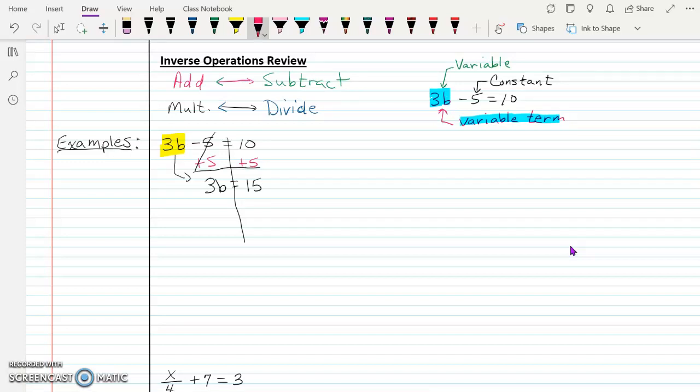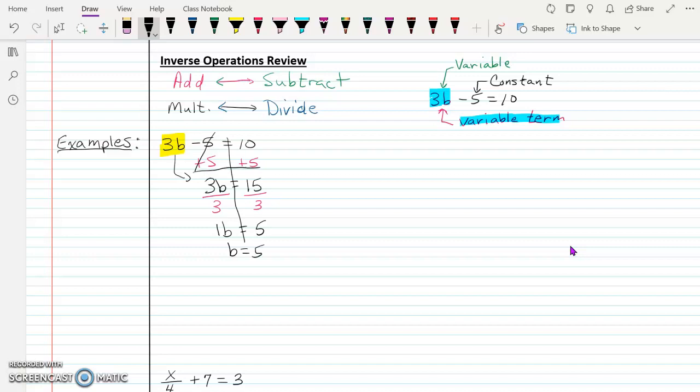And then now I want to isolate the variable. In other words, get b all by itself. So to do that, I notice that this is 3b, or 3 times b. So the inverse of multiplication would be to divide. I'm going to divide by whatever b is being multiplied by. In this case, it's 3. Since I divide by 3 on the left side, I've got to do the same thing on the right-hand side. 3 divided by 3 is 1b. 15 divided by 3 is 5. 1 times b is just b.